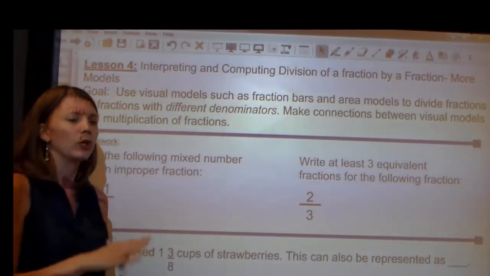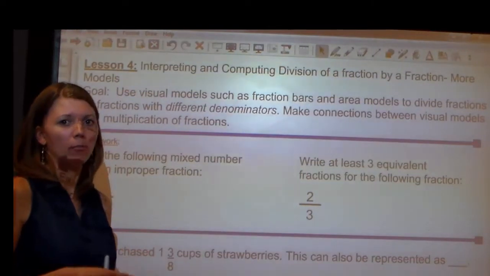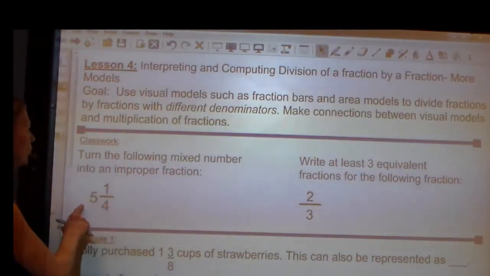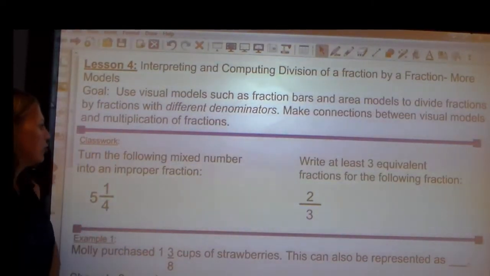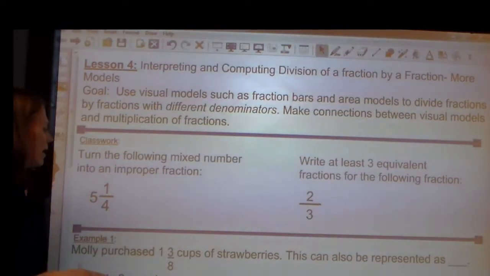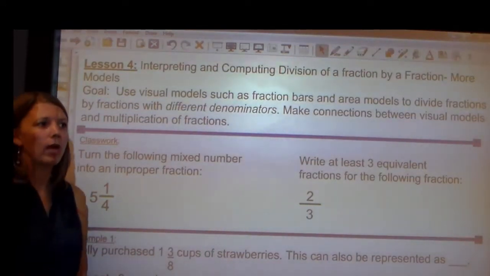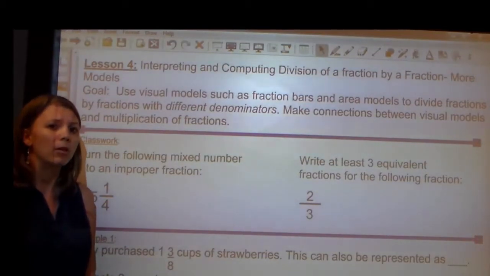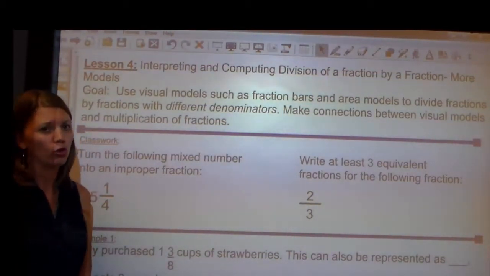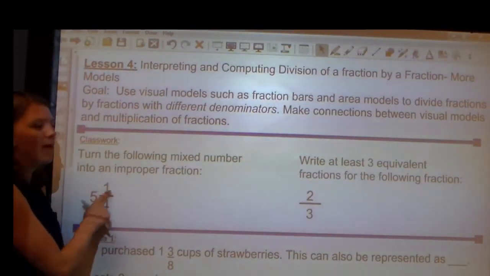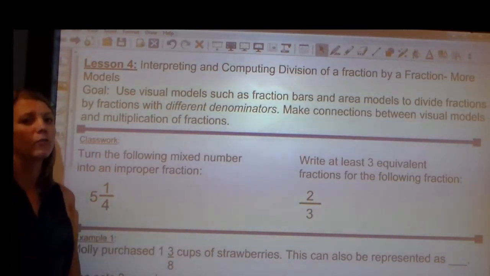Before we begin this lesson, we're going to do a couple things to refresh our memory on fractions. First, we want to turn the following mixed number into an improper fraction. Now, there's a couple ways to do this. I'm going to show you the way that makes sense out of the problem, and then I'll show you the shortcut. So if we have 5 1/4, the fraction is fourths.